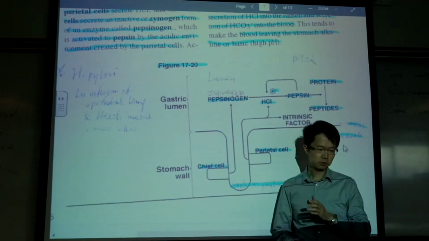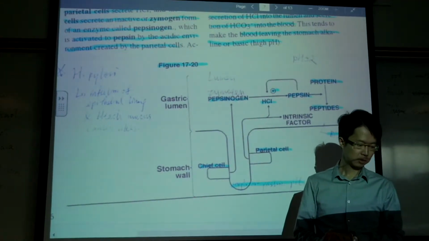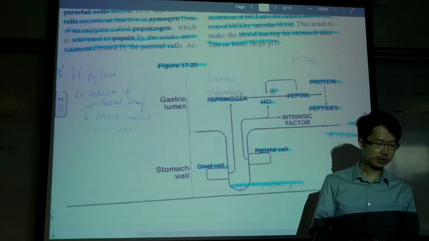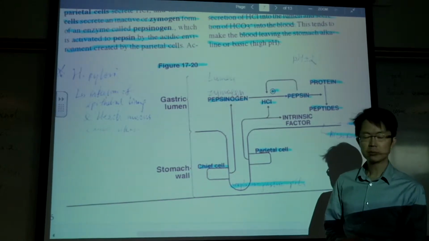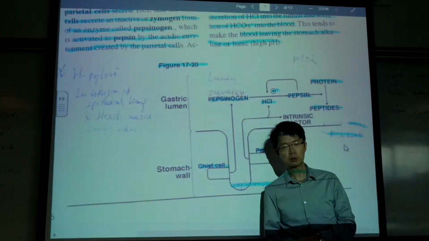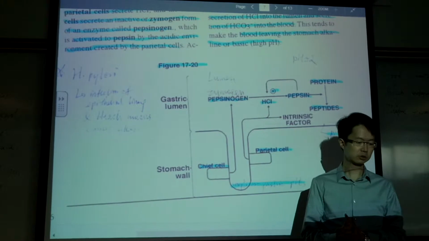Okay, to digest protein, what do we need? We need pepsin. Remember, in the stomach, we have an enzyme called pepsin that can help us to digest protein.